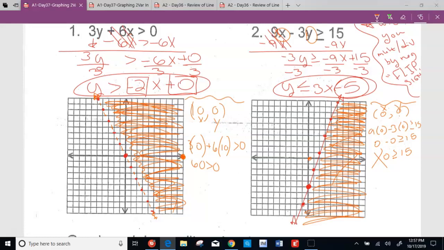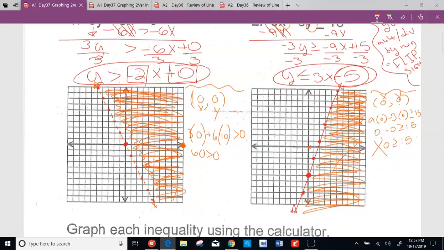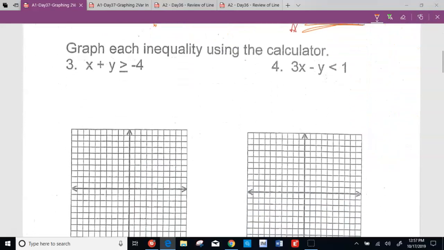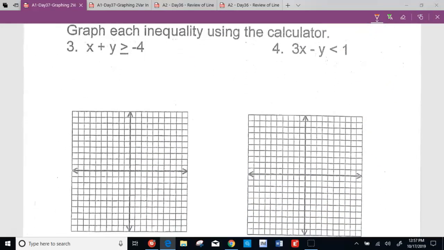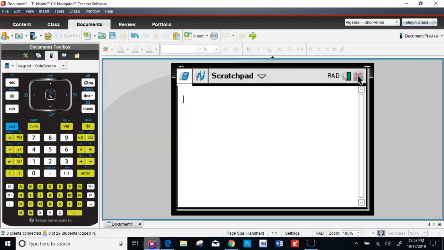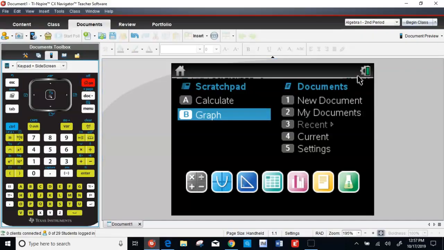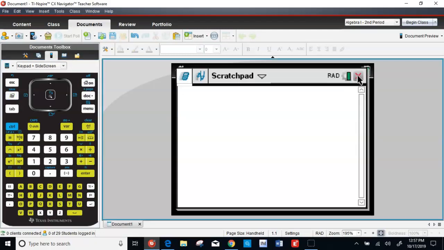All right. So now let's go on to our next ones. They're going to have all the graphing with the calculator. So here's what we're going to do. Get your calculator and first turn it on. When the home screen pops up, let me remind you guys that I want you to be in Scratchpad. To get there from the home screen, you press this little calculator button on the left-hand side. The top of your screen should say Scratchpad.